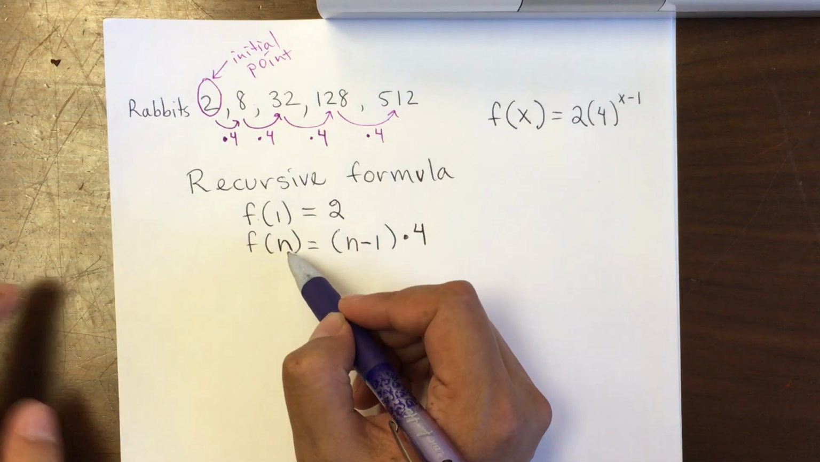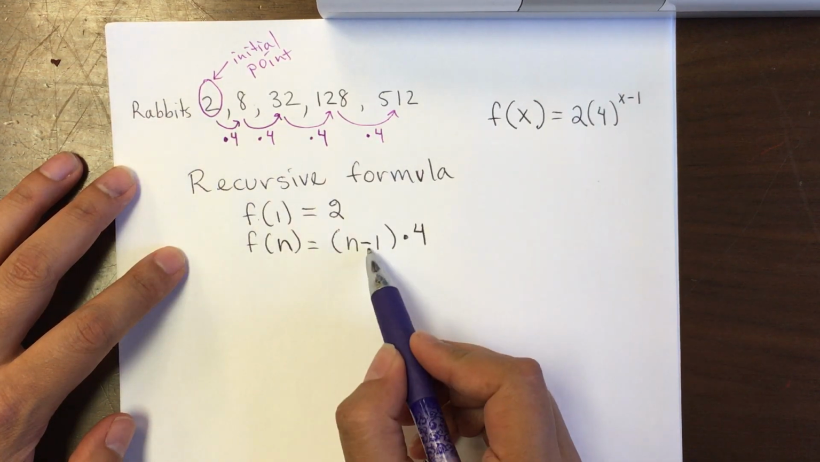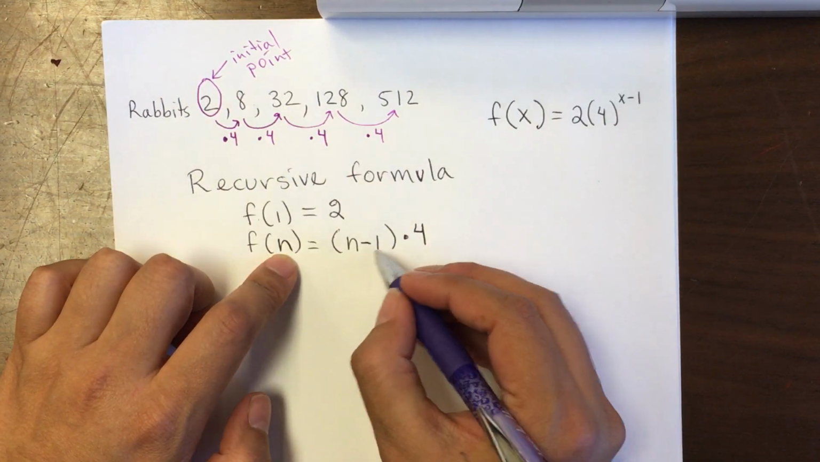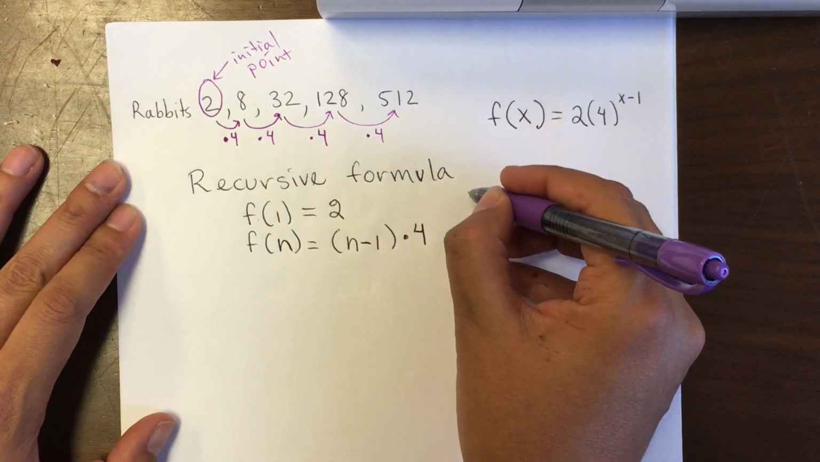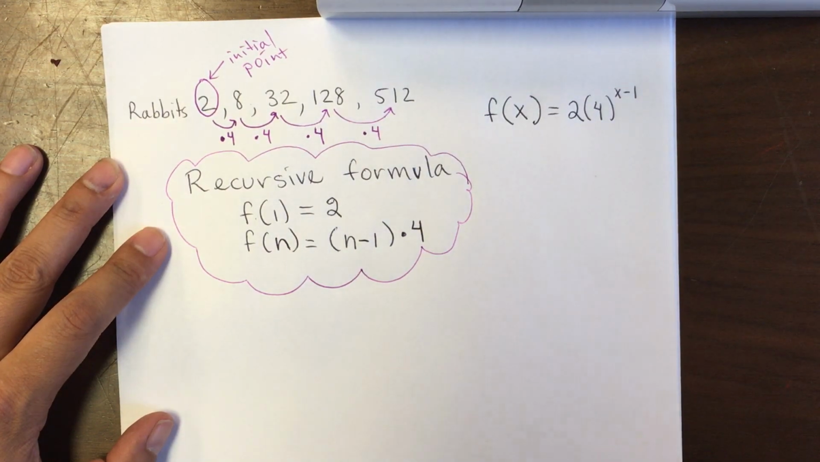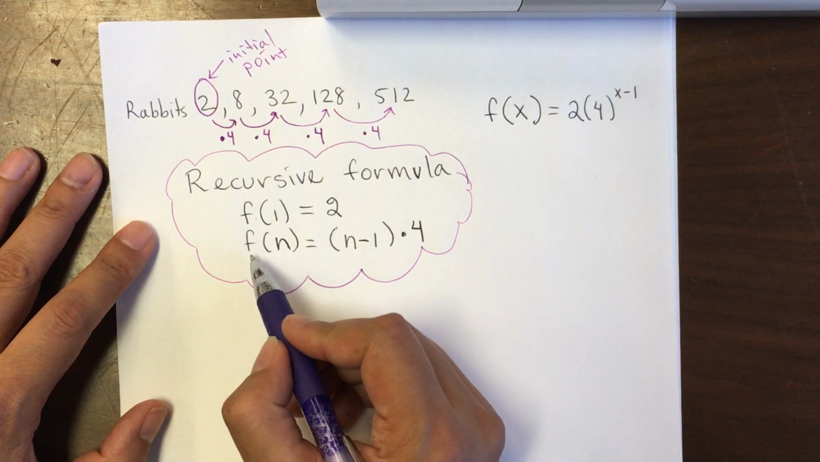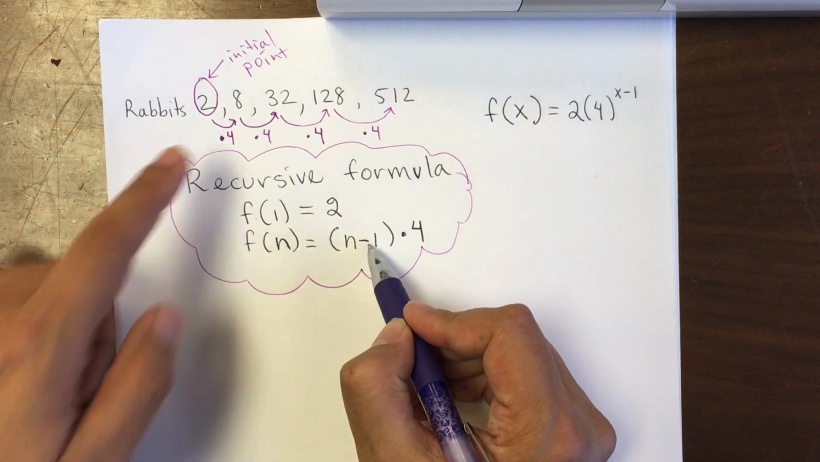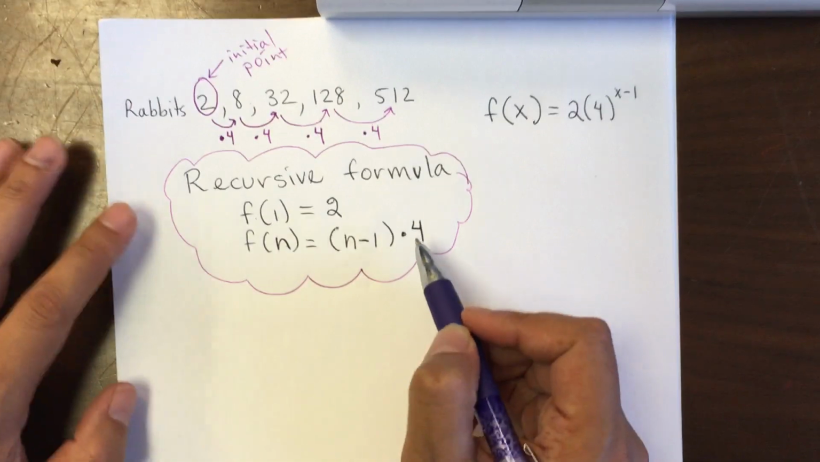input, then what did I do? I look at the first one. I look at n minus 1, the previous one, okay? And I multiply by 4. So basically, this is going to be my recursive formula. When I ask for the recursive formula, this is what I'm going to be asking for. f of 1 with the initial point, and then f of n, always n minus 1, meaning look at the previous one, and the pattern, multiply by 4.